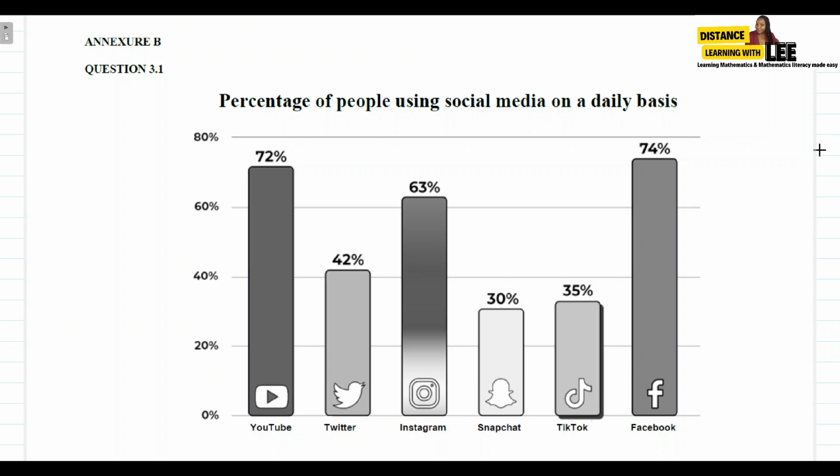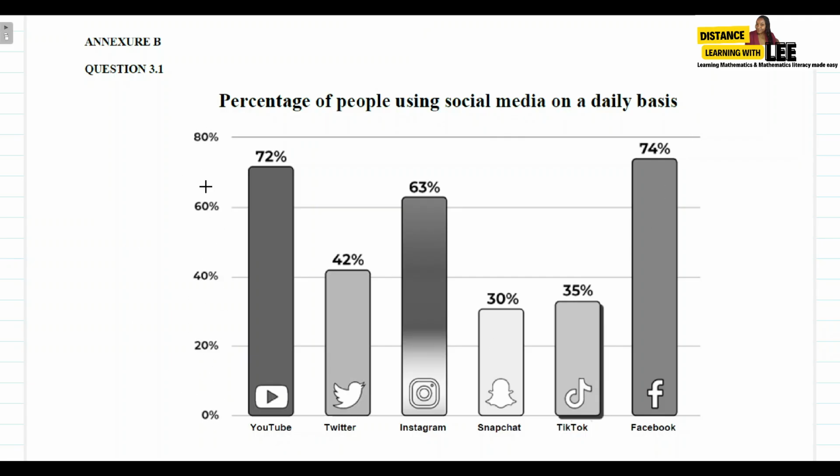Annexure B contains a bar graph. A bar graph is a graph that compares different amounts using either vertical or horizontal bars with spaces. In this case, we basically have vertical bars, with empty spaces between those vertical bars. So we already know that we are dealing with a bar graph, and this bar graph gives a percentage of people using social media on a daily basis. Let's just analyze what is given to us.